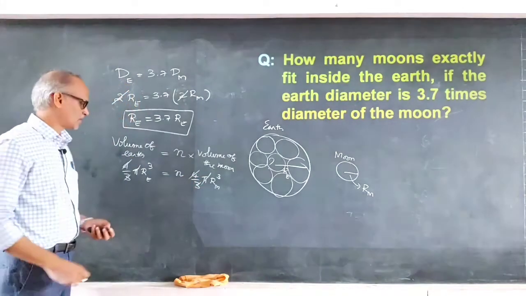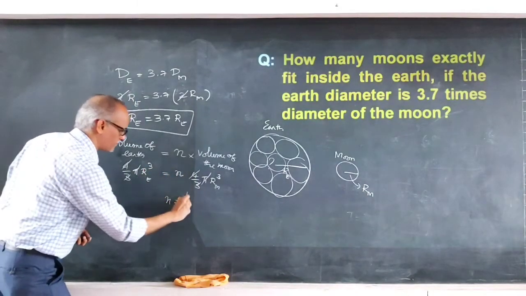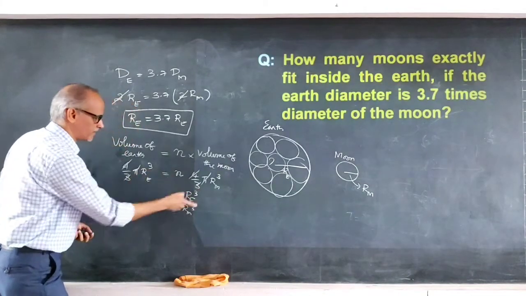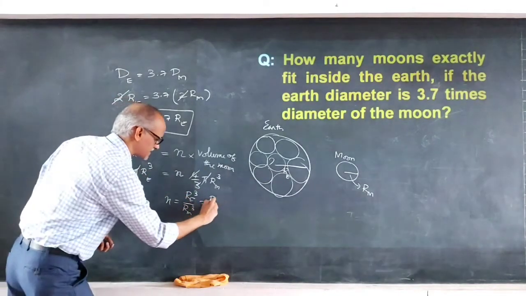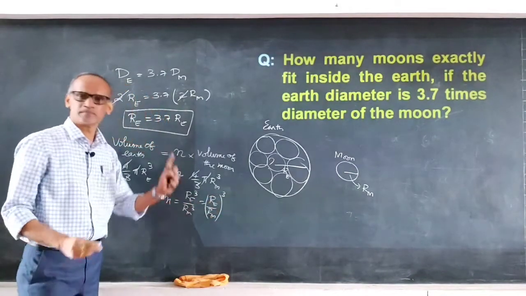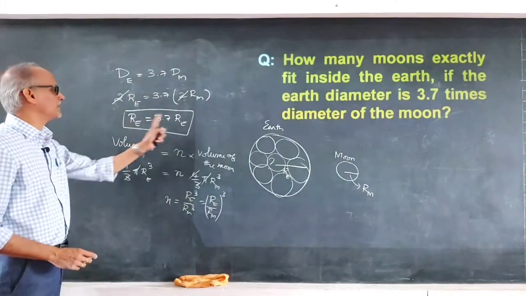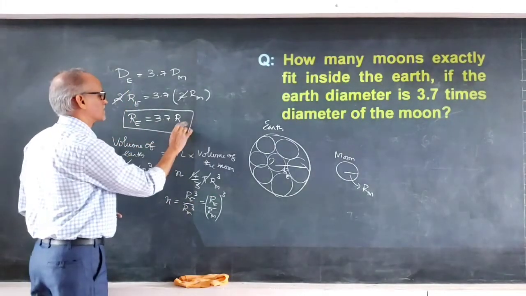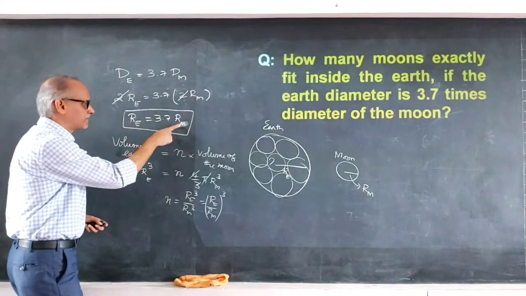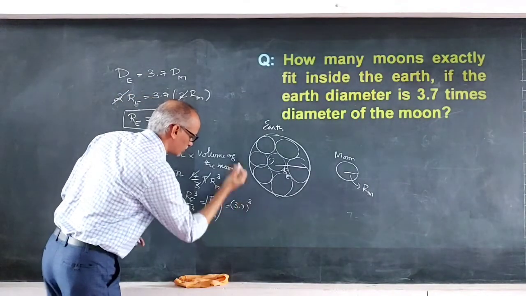Do you agree? So now what is left? n. I have to find that n. So n is equal to Re by Rm, both cubed, right? Cube and cube, which I can write like this, Re by Rm, the whole cube, because the power is the same. But what is Re by Rm? Re by Rm is given here. Sorry, this should be Rm. Re by Rm is equal to 3.7. So therefore this is equal to 3.7 cubed.